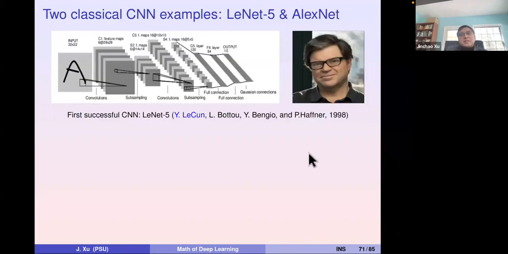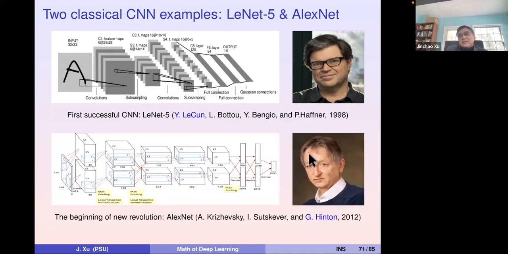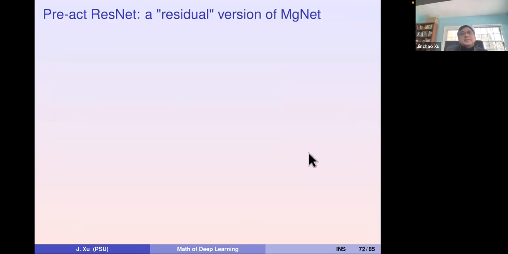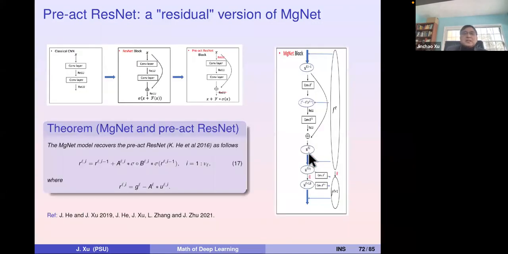But this is based on the mathematics. And MgNet is a special case of a CNN. There are two milestones in the development of convolutional neural networks: Yann LeCun and Geoffrey Hinton. They have different structures, but they are the ones who made a fundamental contribution in the development of CNNs. Another one is called the residual network, ResNet. This is Kaiming He's paper.